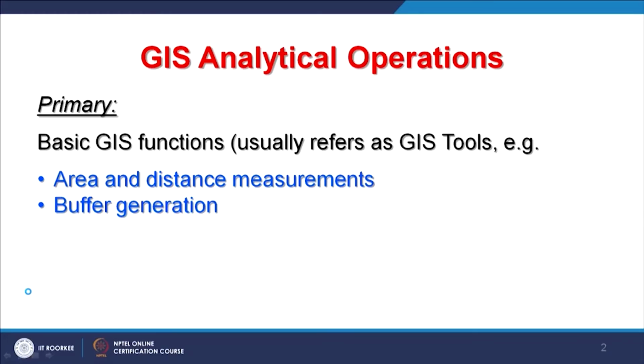This usually refers to GIS tools we will be using just to simply measure area, distance along a line, area for a polygon or perimeter, maybe buffer generation along a line or a point or even a polygon. The buffer part we have not discussed yet, but in future we would definitely be covering that part. So buffer generation is also one of the analytical operations.